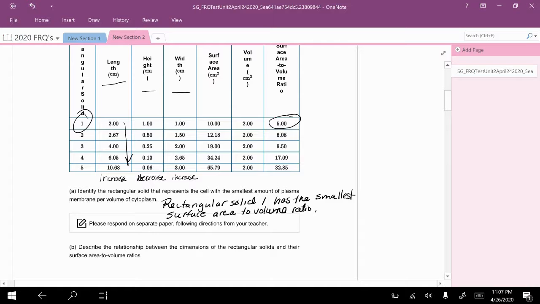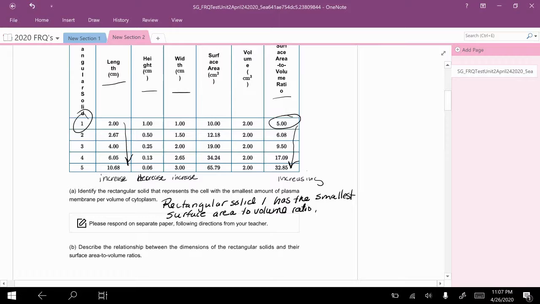All right, so hopefully you're not going to be talking out loud like I am, or even to yourself this long. So the relationship between the dimensions, which those are the dimensions, and then the surface area to volume ratio is over here. That's increasing. So you just need to do exactly what the question says. So describe the relationship.